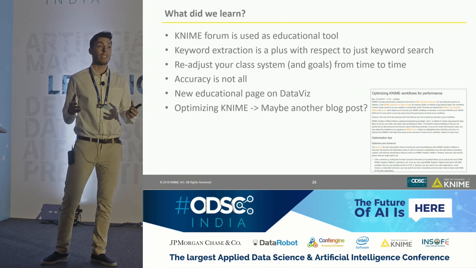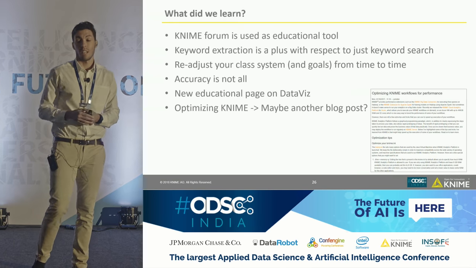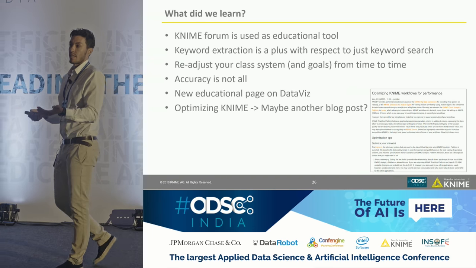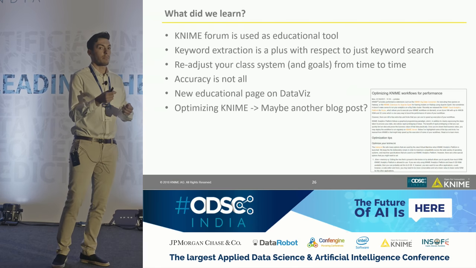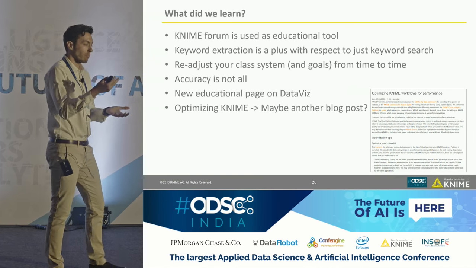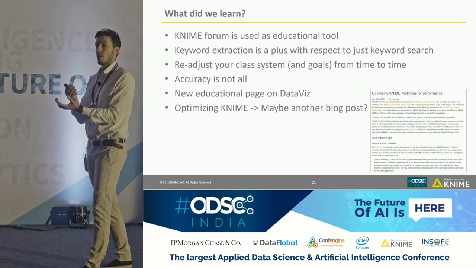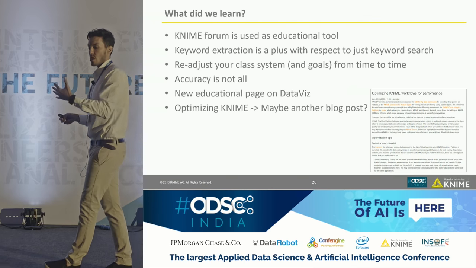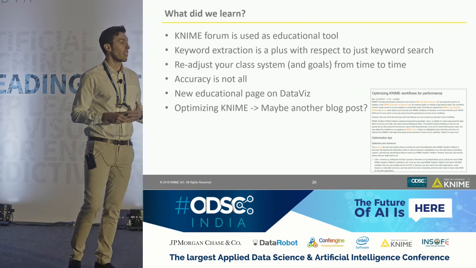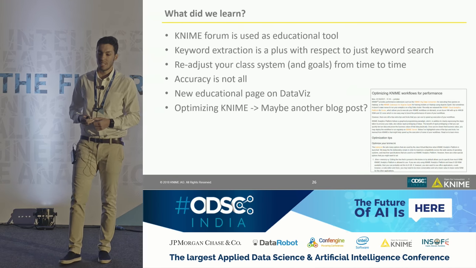In the end, we found out that we had 20 classes. But if you look into more detail at the data set, maybe you find out that there are more classes to take into account to make better predictions. So it's better, when you have new data coming in, to readjust your class system. And of course, we learned that accuracy is not all, so it's not the most important thing to look at.